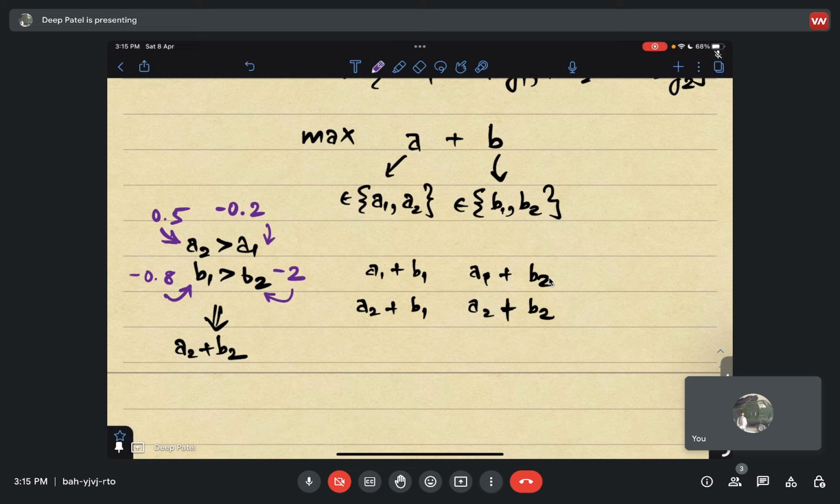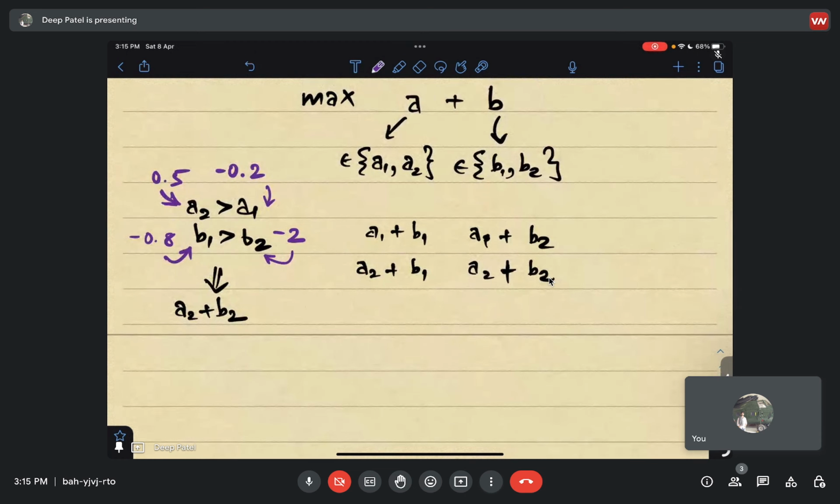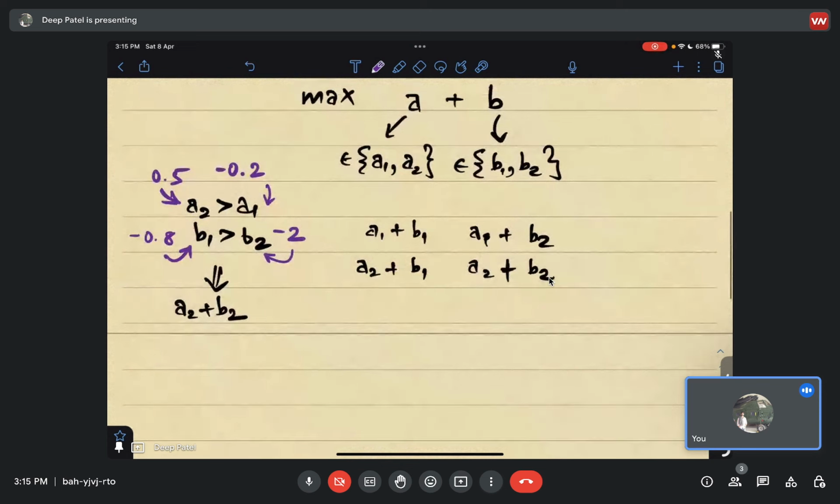Suppose in this case we just go by the logic. We take A2 and B1 as the maximum sum. In that case, it turns out to be 0.5 minus 0.8, so it comes out to be minus 0.3, right? And if we do it term-wise, then I will write it like this.